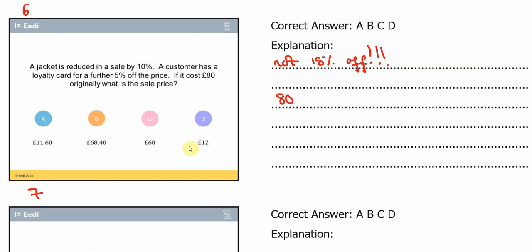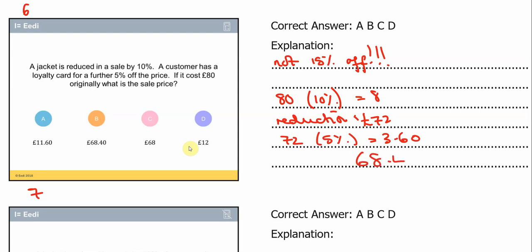So what is 10% of 80? 8. So after the 10% reduction, after reduction 1, it'll be £72, because I've done 80 take away 8. And then we want to find 5% of this. And when I do that, I'm going to get £3.60. So I need to do 72 take away £3.60, and that is going to get me £68 and 40 pence after reduction 2. So £68 and 40 pence.